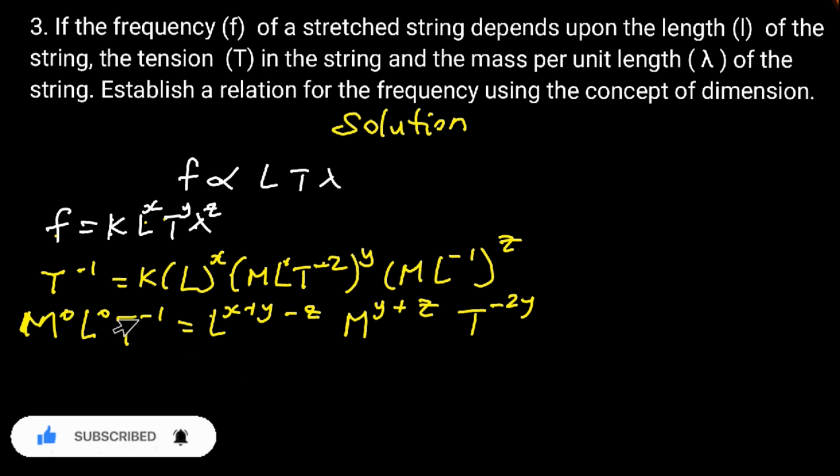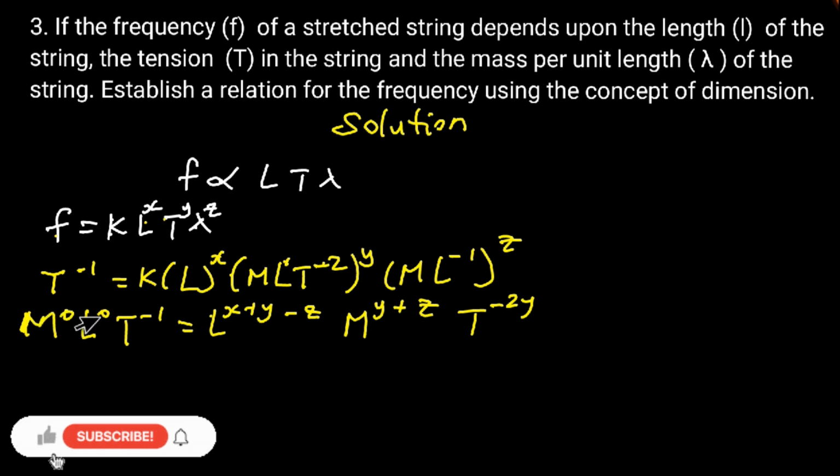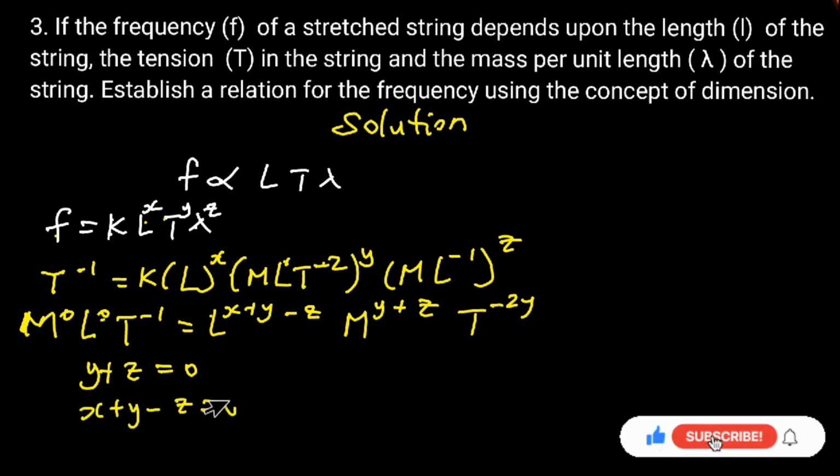So let's equate the powers of the left hand side to the right hand side. The power of M here is 0, and the power of M here is y plus z, so y plus z equals 0. For L, we're going to have x plus y minus z equal to 0. And then for T, we're going to have minus 2y equals to minus 1. So let's name this our equation I, this is equation II, and this is equation III.